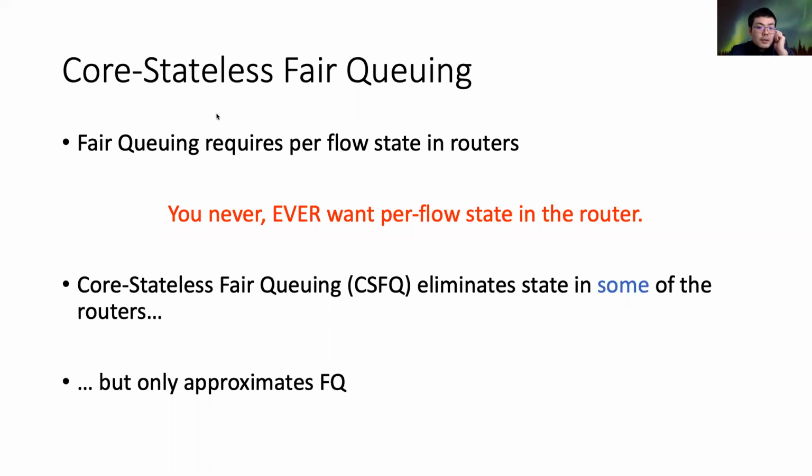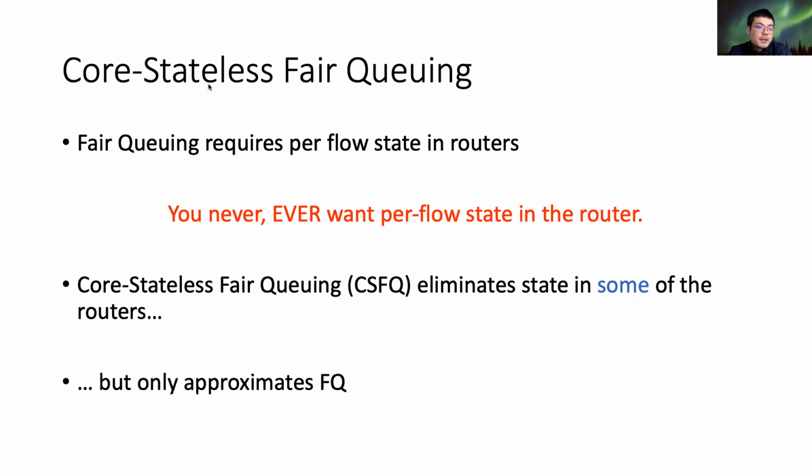There's also a problem here. Fair queuing requires per flow state in the router. If you remember, we need to keep a record of how many bits have been cumulatively sent, and we need to calculate the deadline. We need to maintain the flow state, basically source, destination, IP, and port, and then the state of how many bits have been sent. But you never want per flow state in the router. So in reality, we're not actually implementing this idea.